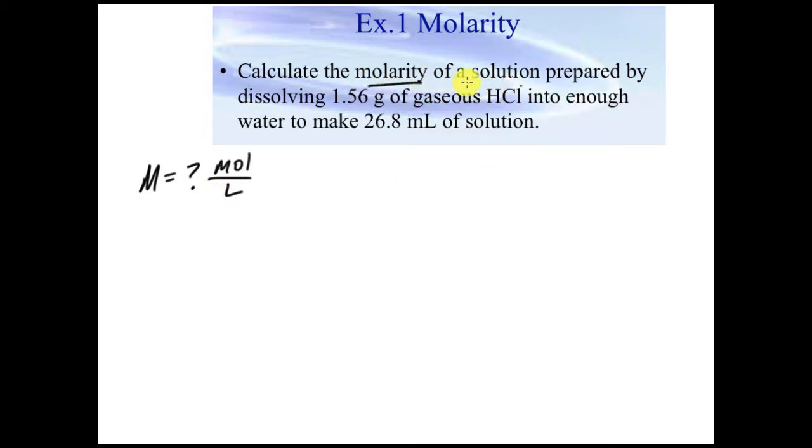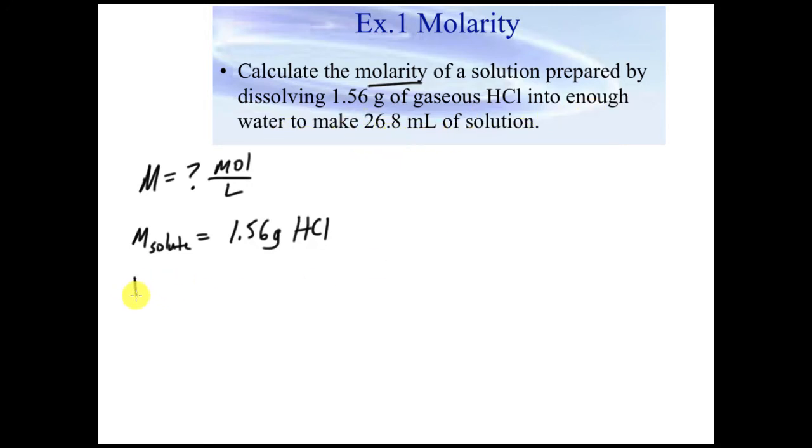We're going to calculate the molarity of a solution prepared by dissolving 1.56 grams of gaseous HCl. It doesn't matter that it's gaseous, don't worry about that part. What we're more concerned about is that I have a mass of solute. In this case, my HCl is the solute. So I have 1.56 grams of HCl that I'm putting in solution, and enough water is added to make 26.8 milliliters of solution.